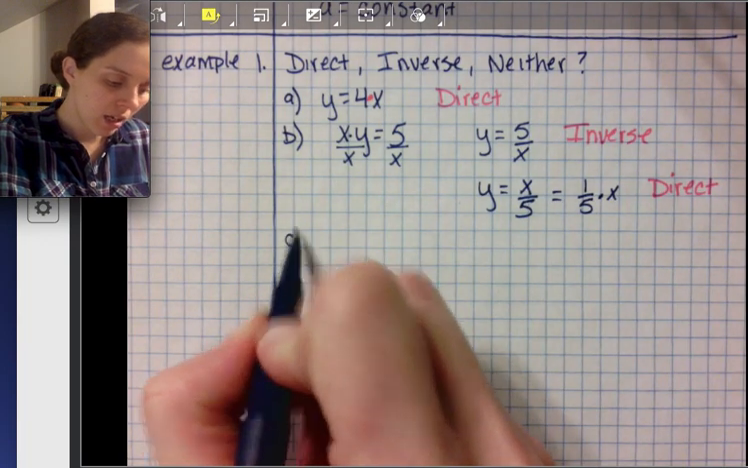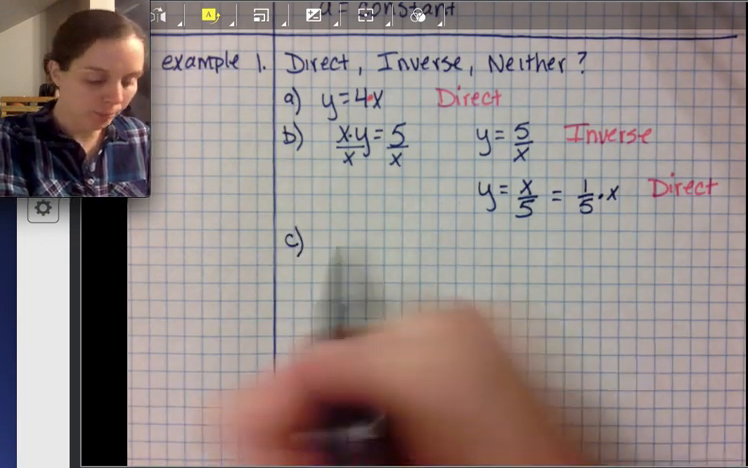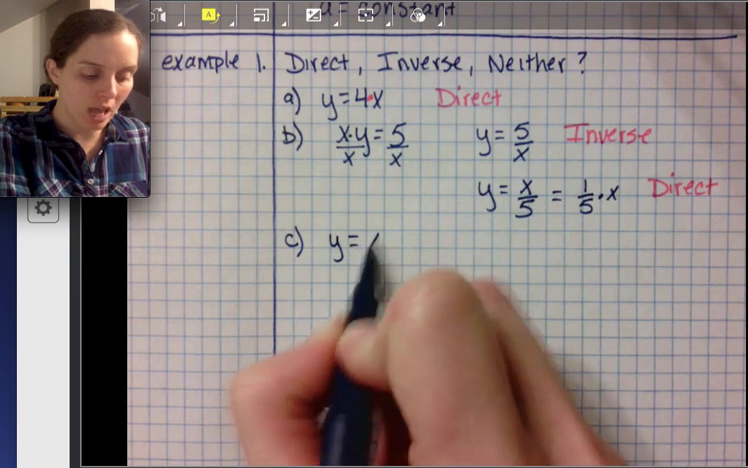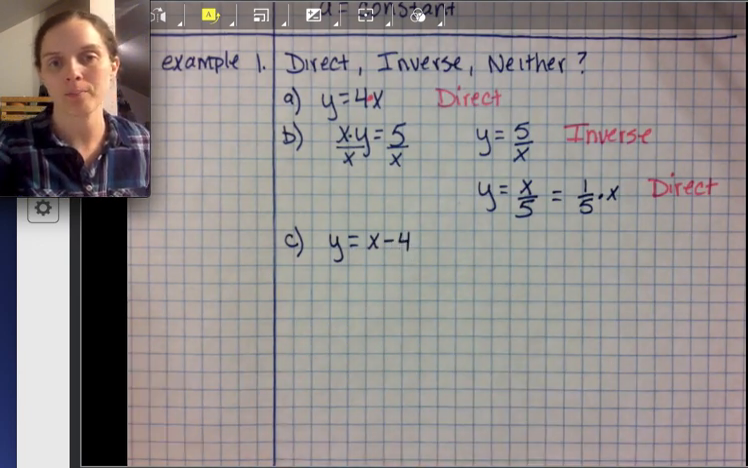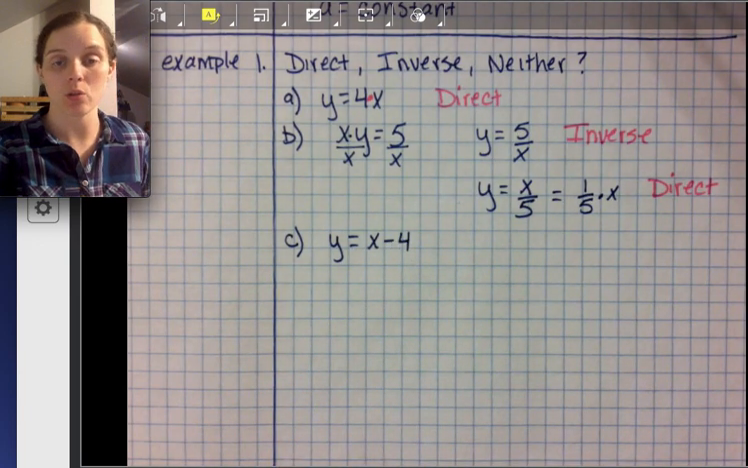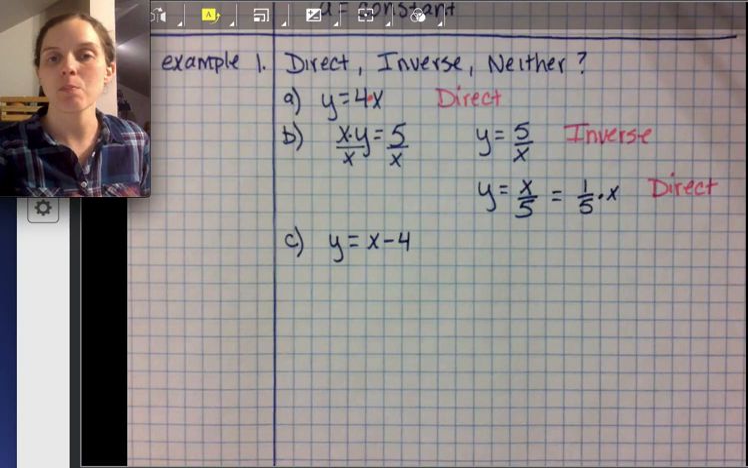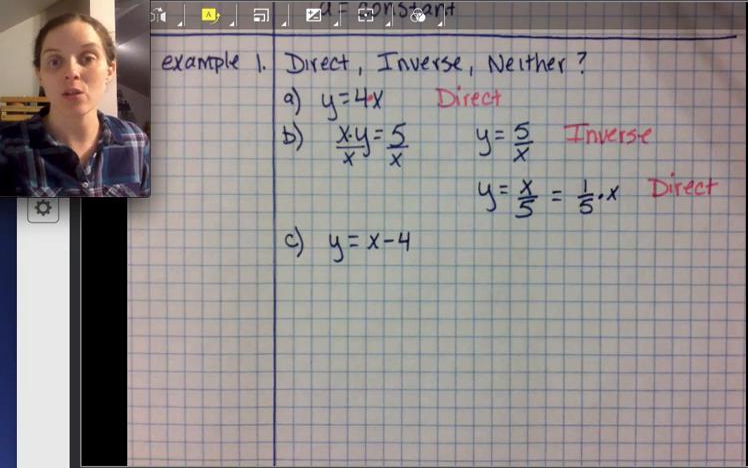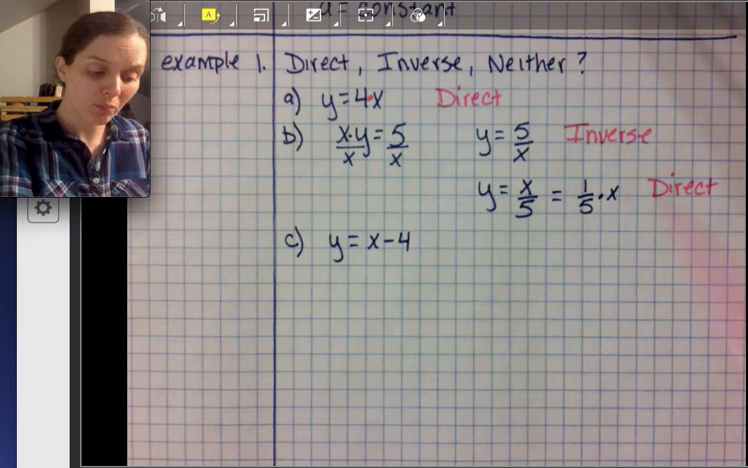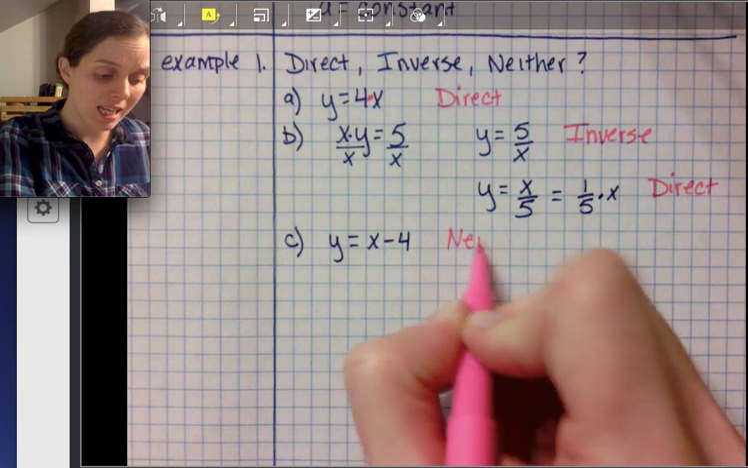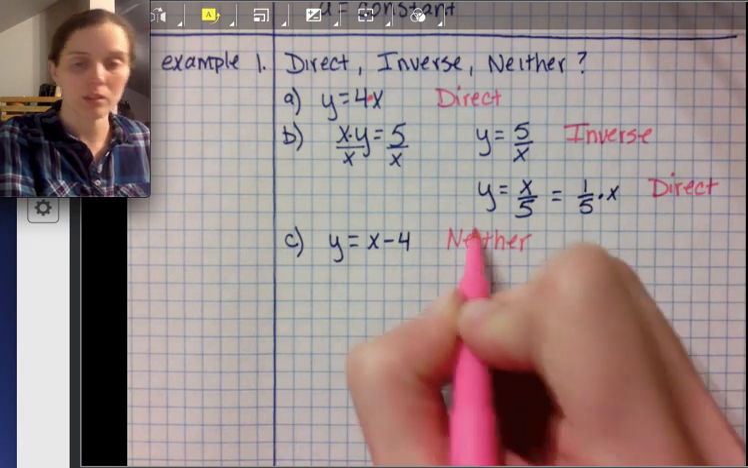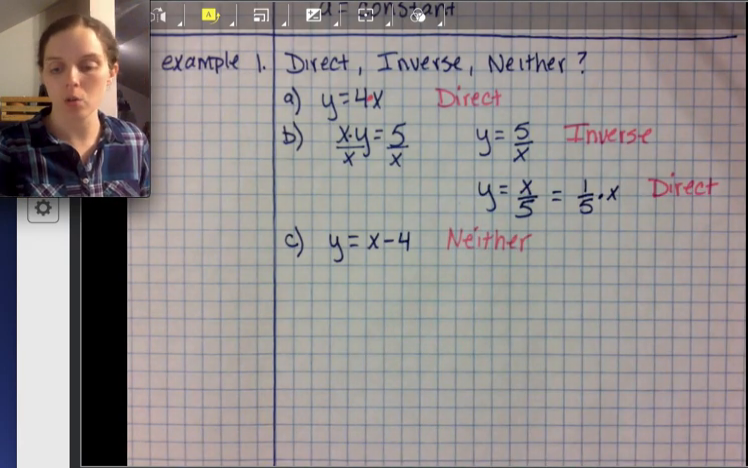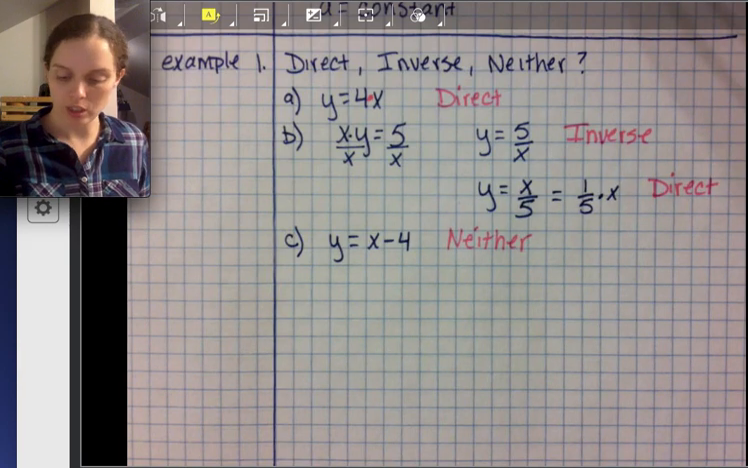Okay. Part C, this one, y equals x minus 4. Well, I've got y equals, so I don't have to rearrange this, but it's x minus 4. For direct, it has to be multiplied. For inverse, it has to be divided by x. Neither one of these things is happening, so this one is neither. There is no direct or inverse variation here.